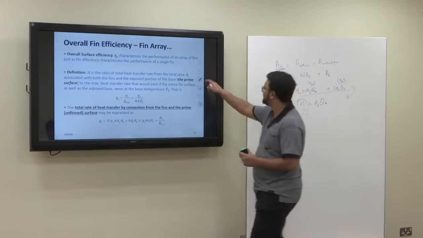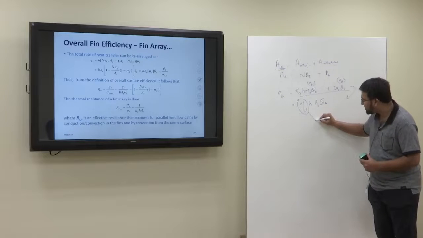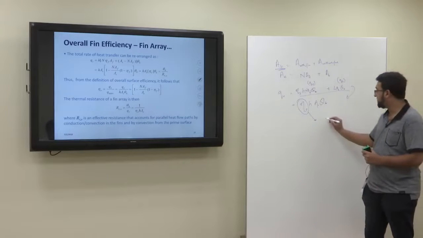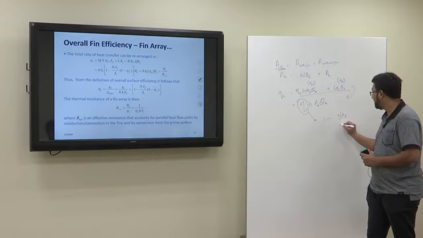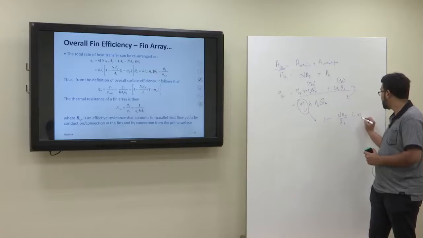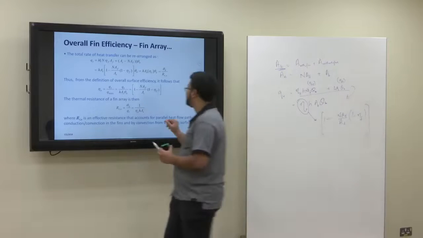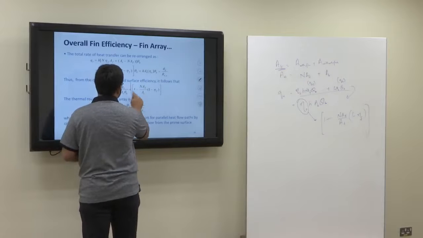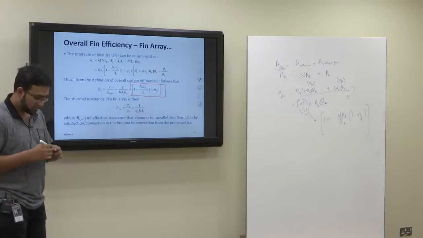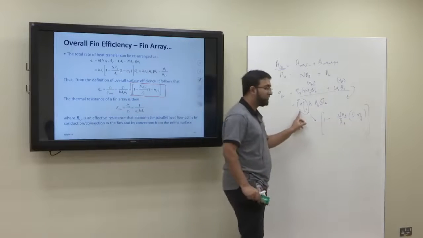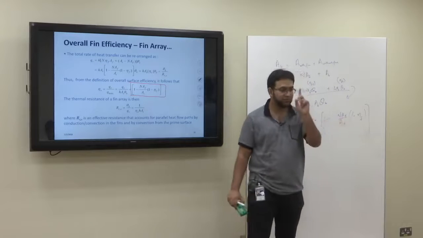Okay? Now the final answer will be that this overall efficiency will be 1 minus NAF upon AT times 1 minus eta F. This is the overall efficiency. Remember, eta naught is the overall efficiency for an array of fins. Eta F is the efficiency for a single fin.